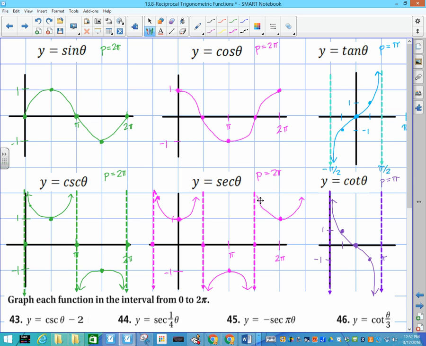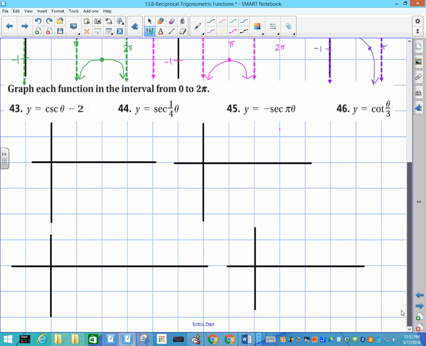Yeah. And there we go. So let's go. We're going to graph 4 examples and then we'll be done.